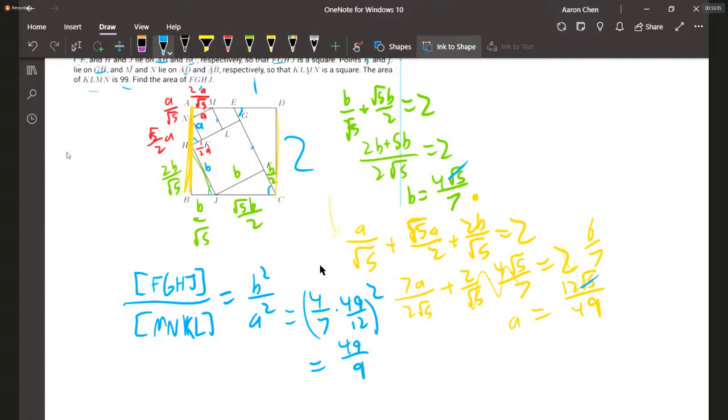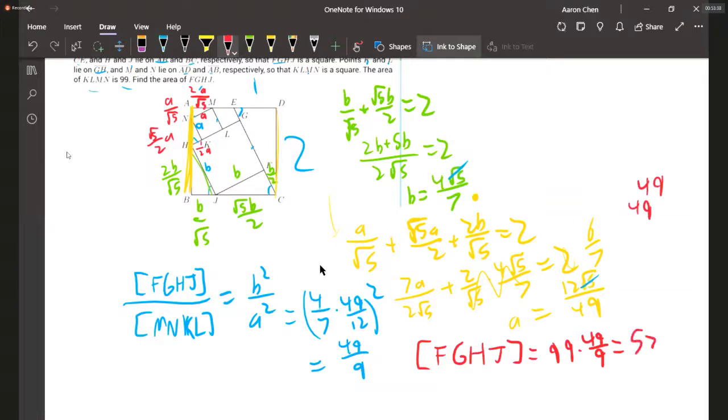And so we're trying to find the area of FGHJ, and this is 99 times 49 over 9, which is 49 times 11, which is 539.